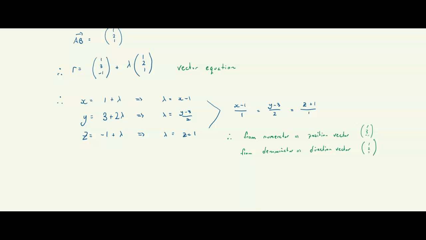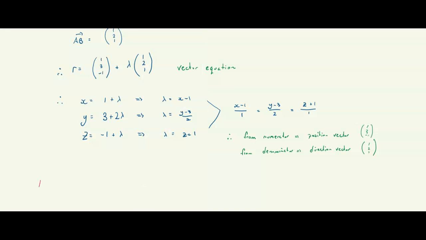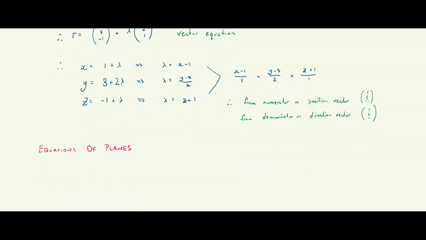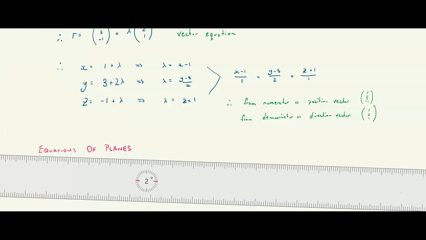So don't know what happened to my heading just now. So equations of planes. Now for equations of planes, we often use the symbol pi, P for plane. So if you see pi used, that's quite often the case. If you're talking about more than one plane, it might be pi subscript 1, pi subscript 2, that sort of thing. So there's our heading.